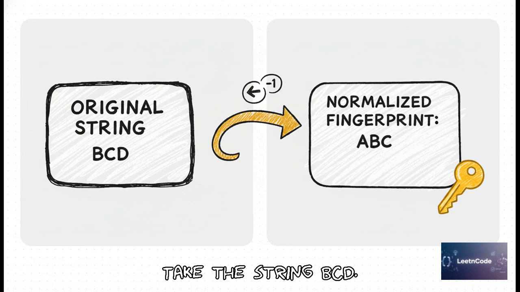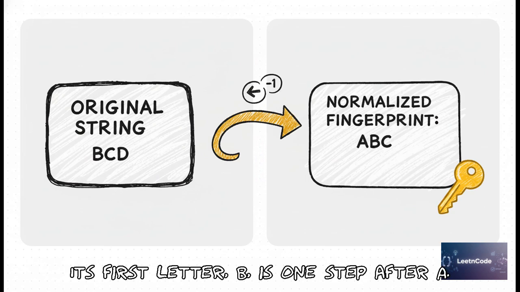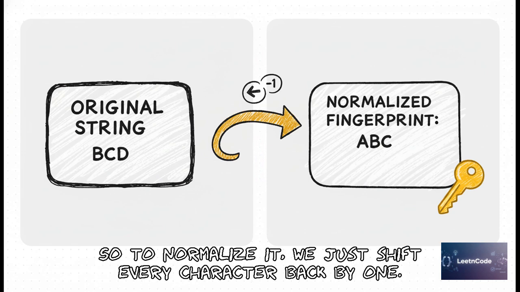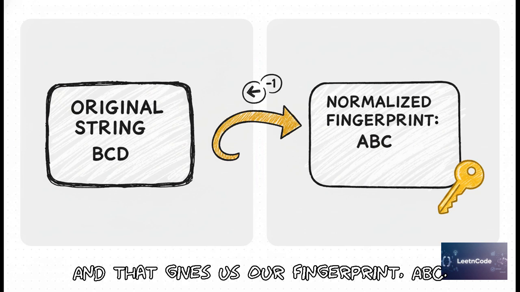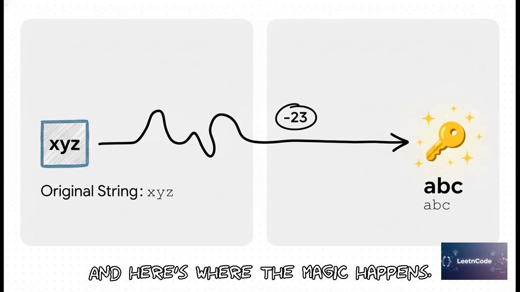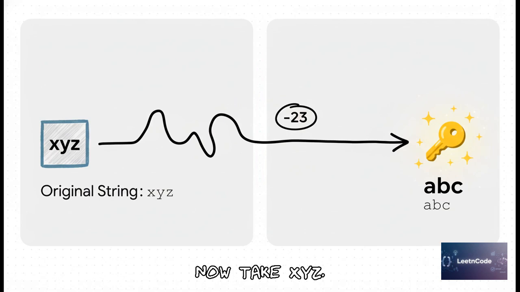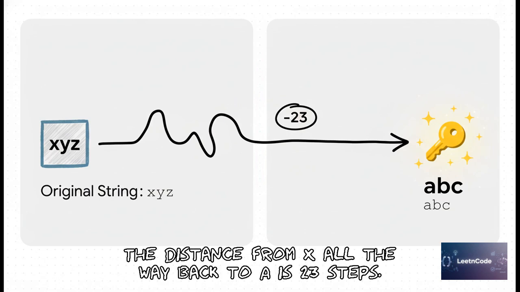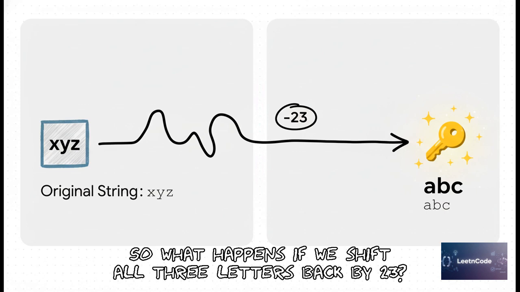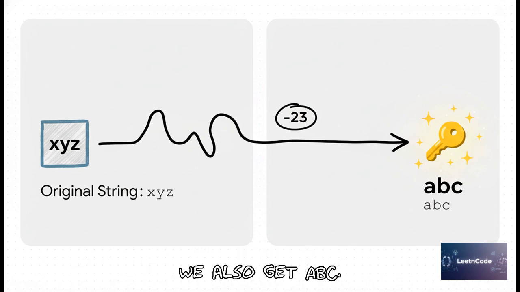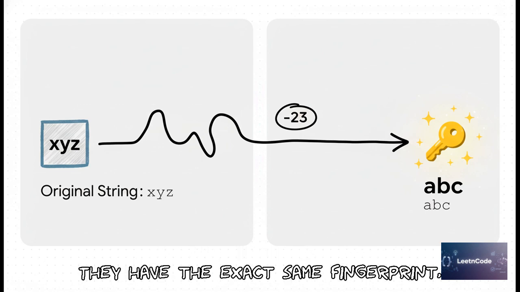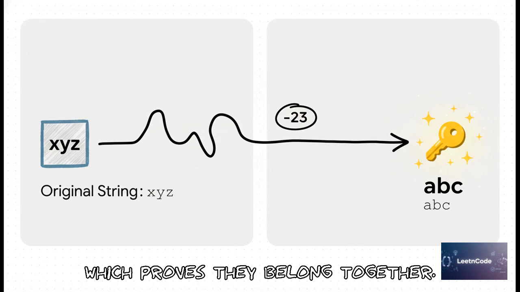Let's see it in action. Take the string BCD. Its first letter, B, is one step after A. So, to normalize it, we just shift every character back by one. And that gives us our fingerprint, ABC. And here's where the magic happens. Now take XYZ. The distance from X all the way back to A is 23 steps. So what happens if we shift all three letters back by 23? We also get ABC. They have the exact same fingerprint, which proves they belong together.